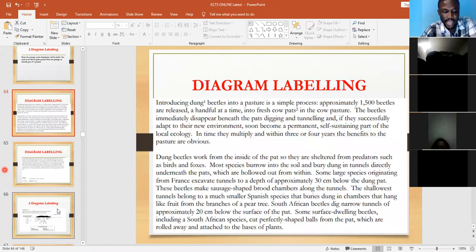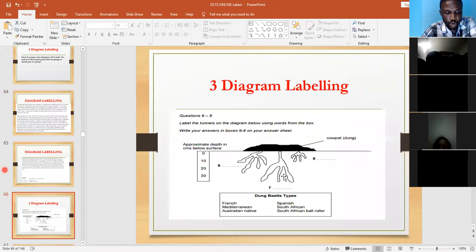So from here, you will see that the one that is 30 is this one, so you will label it. I think that's the French. The shallowest was the Spanish, and the one with about 20 cm was the South African. So I just quickly provided the answer there, but the explanation for the diagram is here.